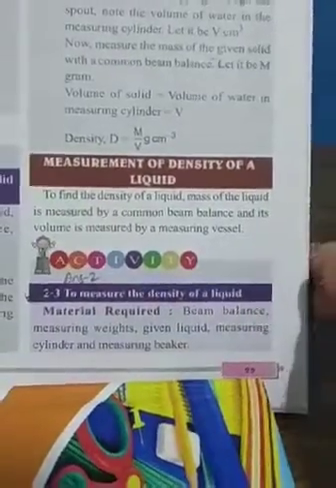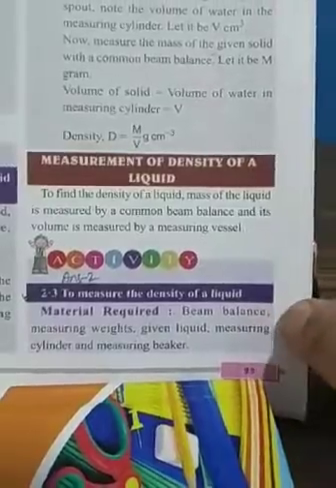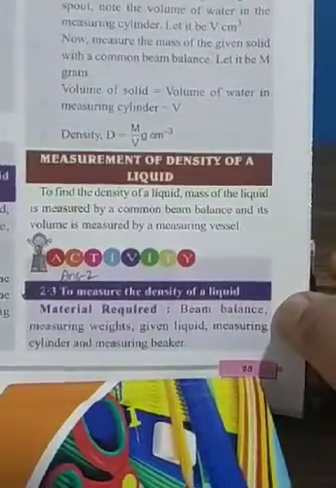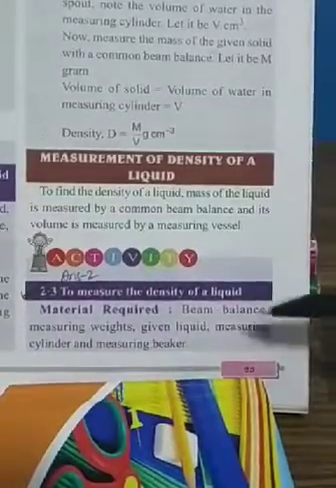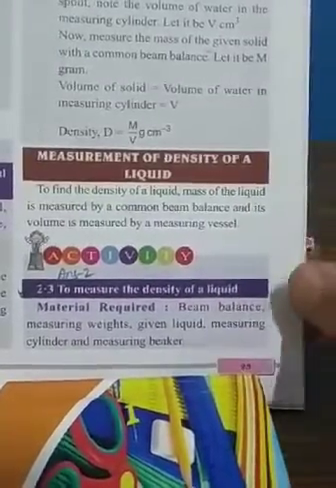For this activity we need a beam balance to measure mass, measuring weights, given liquid, measuring cylinder and measuring beaker. So what does this activity demonstrate? First of all, suppose this is the beaker that we have and you can see some marks on it, right?